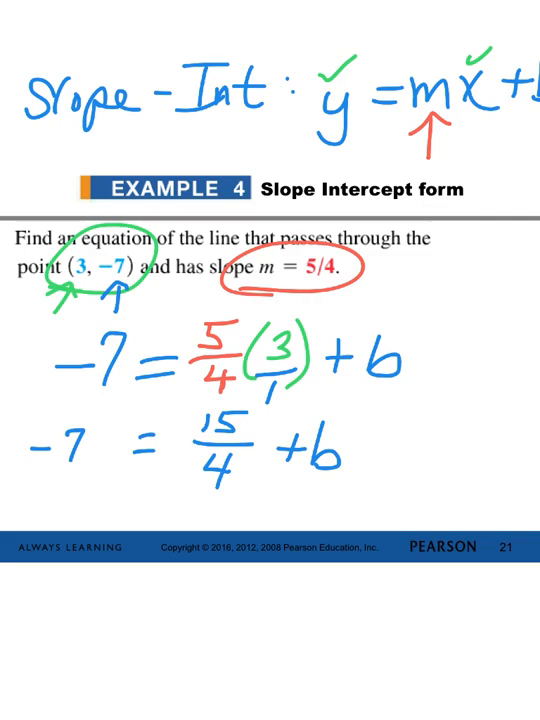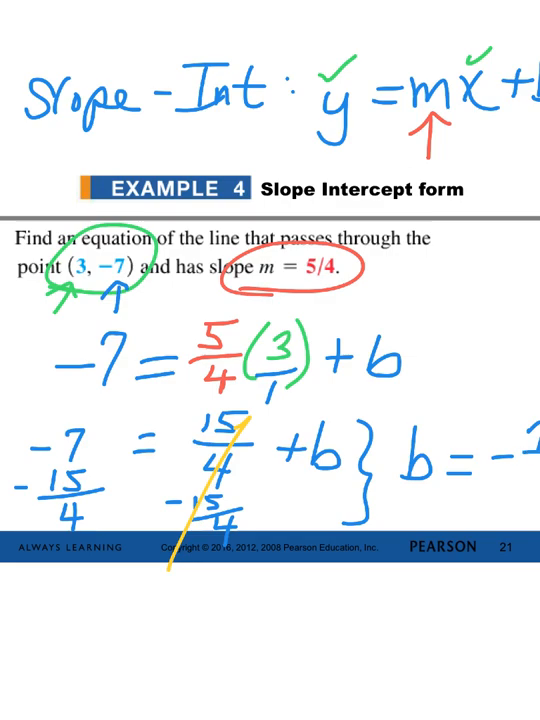And then we're going to subtract 15 over 4 from both sides. So we're going to wind up with nothing but b left on the right side. And then b, for that reason, is equal to -7 over 1 minus 15 over 4.